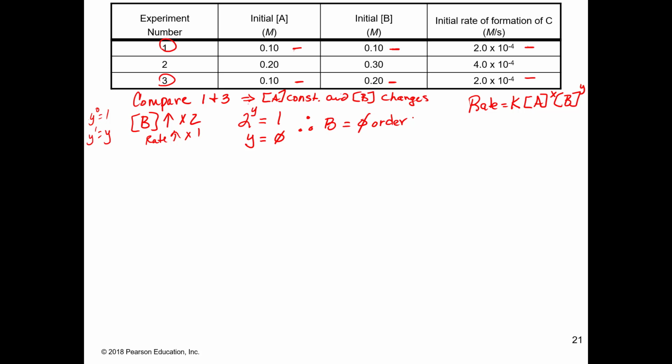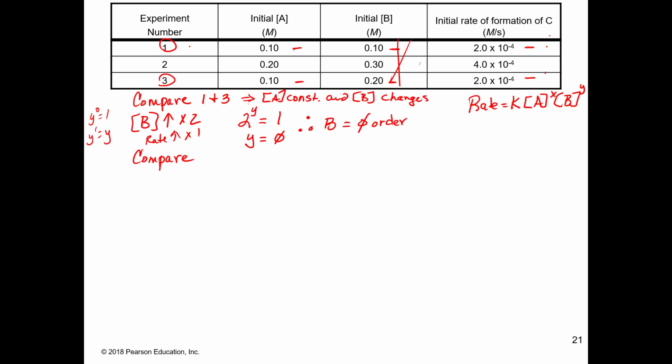Now I need one. Now I know that B is a 0 order, so I know that it doesn't change anything. So I don't have to worry about it staying the same, because it's not going to have any effect on the rate, because I doubled it and the rate stayed the same. So I don't have to have one where it's the same. So if I'm looking at A, I'm going to compare. I need to get one where maybe the rate changes.